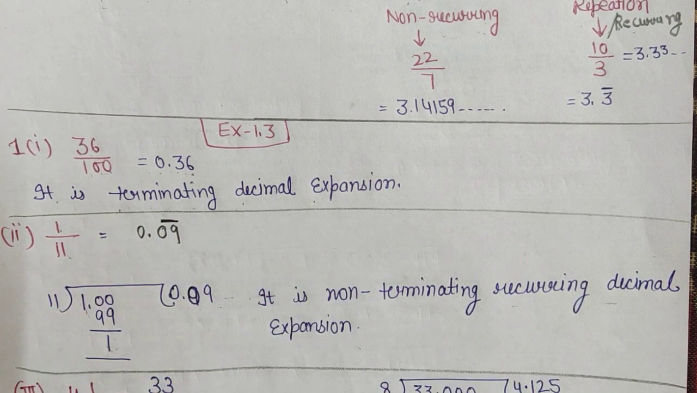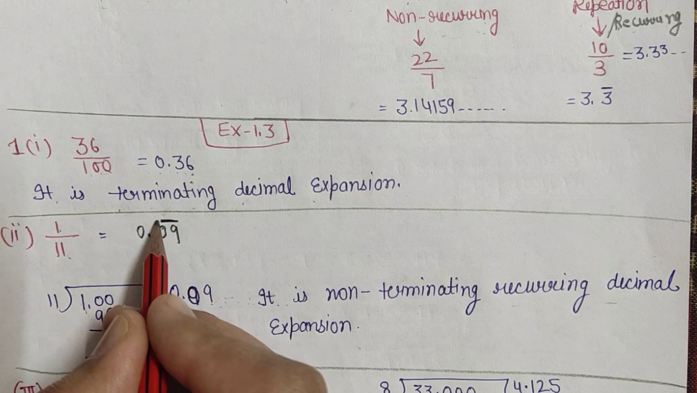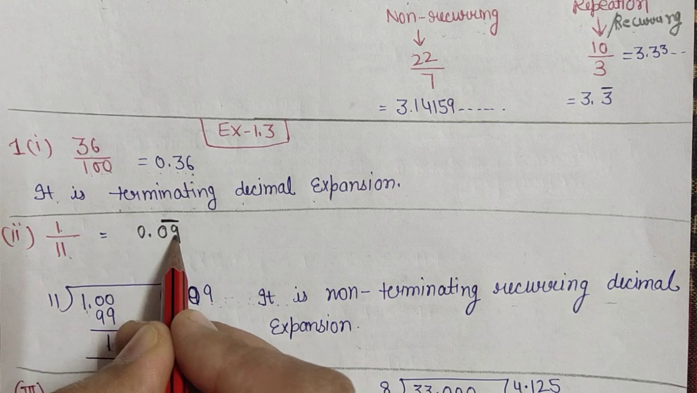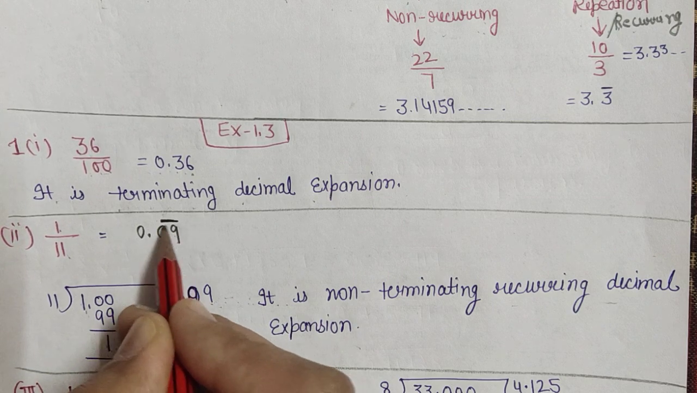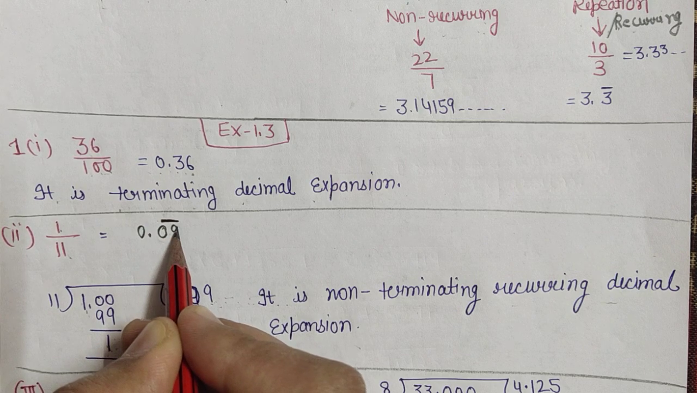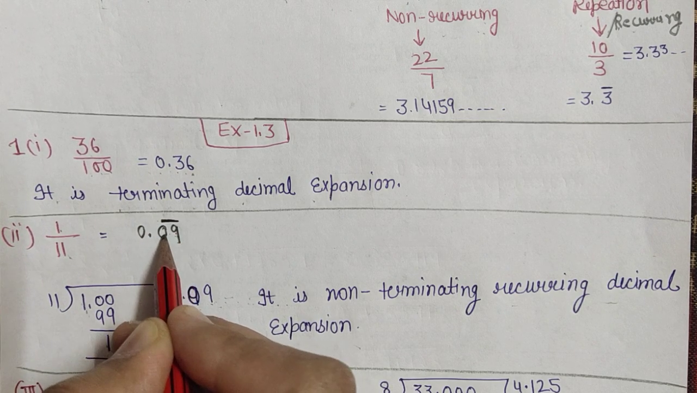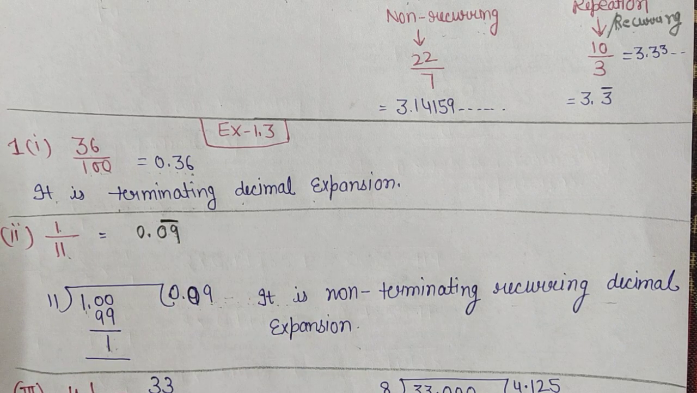The bar will represent that the same number is repeating after a particular interval. 09090909 is coming up, and that's why we can write it this way, 0.09 bar, because 09 will repeat again and again. So the bar will come only on 0 and 9, not on this first 0. It will be only on these two terms.